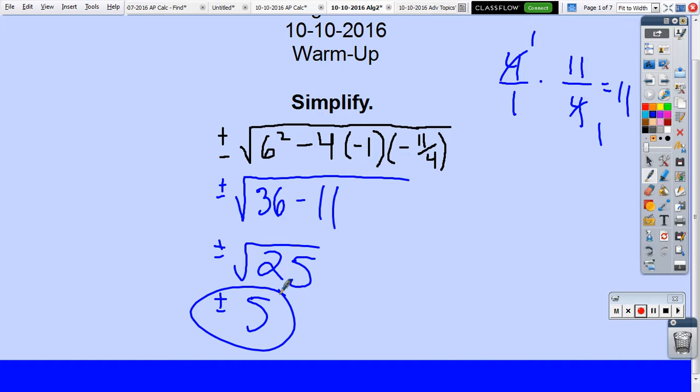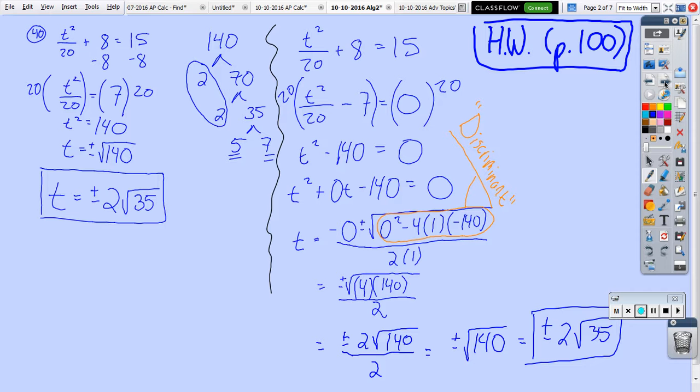Okay. So today we're going to try to answer the question, what is the discriminant and what does it tell us? Okay, before we do that, I asked if there are any questions on the homework. Last class they wanted to look at number 40. So let's look at 40.